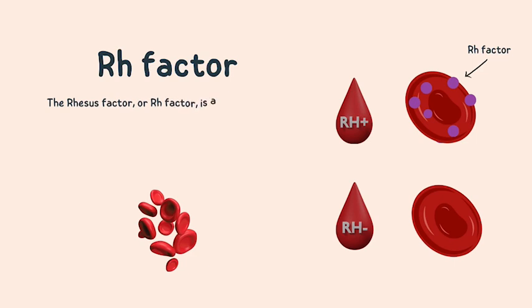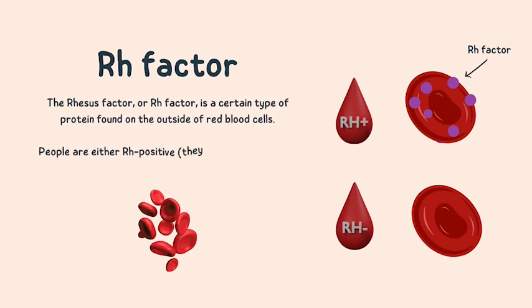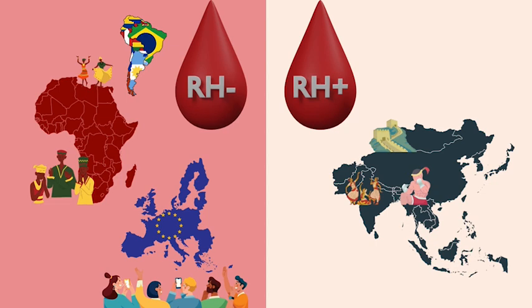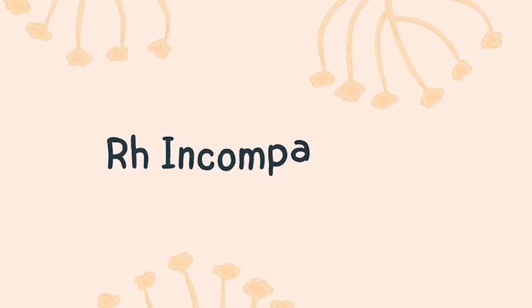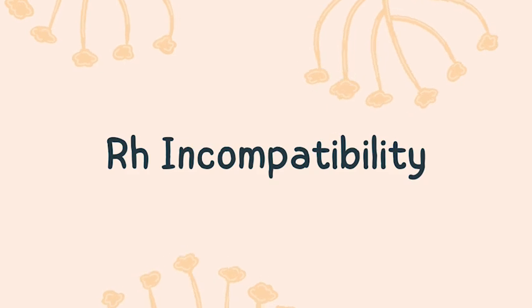The rhesus factor, or Rh factor, is a certain type of protein found on the outside of red blood cells. People are either Rh positive, they have the protein, or Rh negative, they don't have the protein. Generally, people with Rh negative blood are more commonly found in Europe and Africa, while those in Asia typically have Rh positive blood. Let's see the first cause, Rh incompatibility.